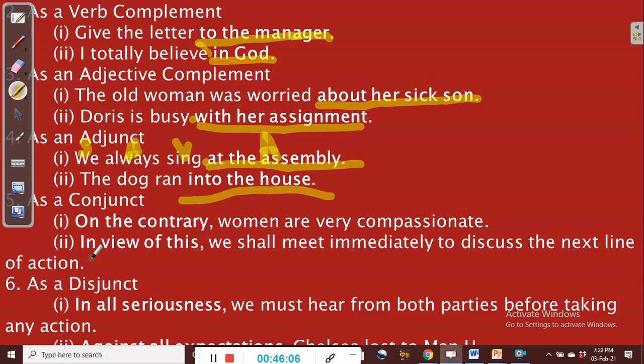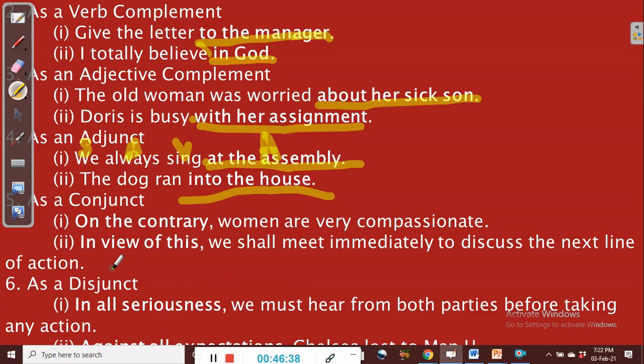So these are conjuncts. Then we look at disjuncts. In all seriousness, we must hear from both parties before taking action. Now a disjunct is something that, you know, gives us a comment about what we are saying. We must hear from both parties before taking any action, and we are saying this in all seriousness. So that's what a disjunct does.